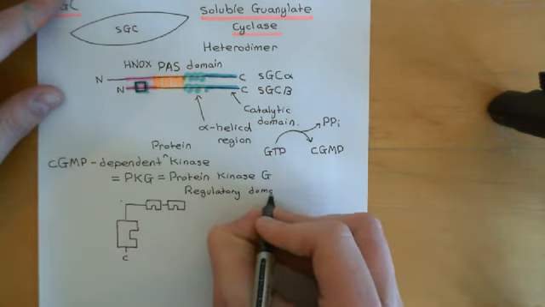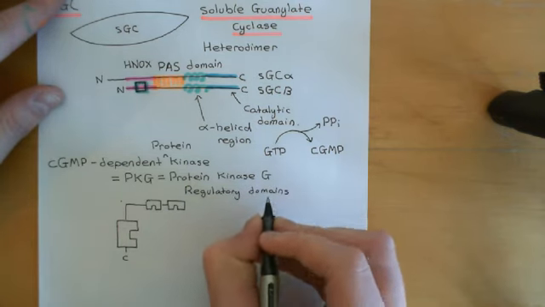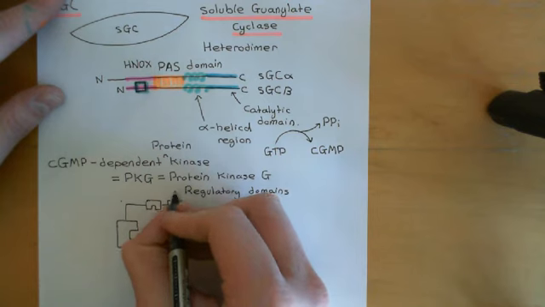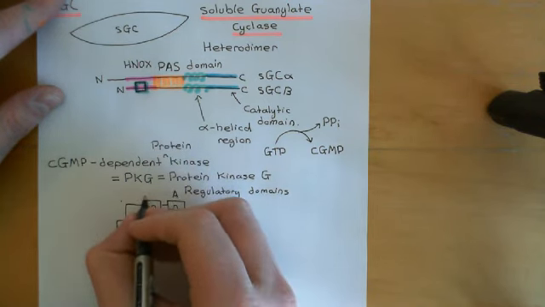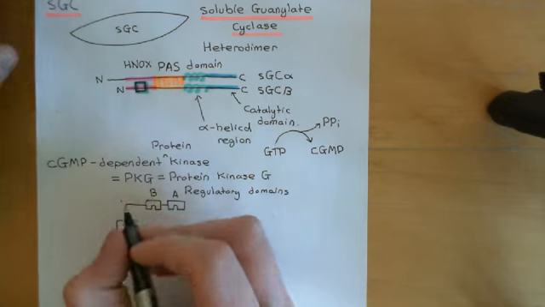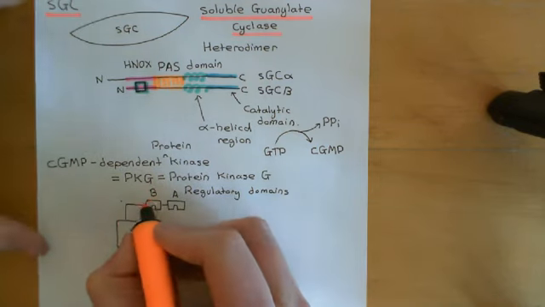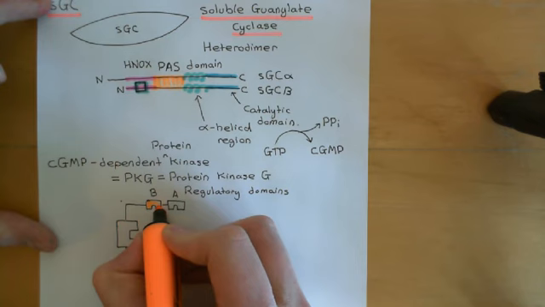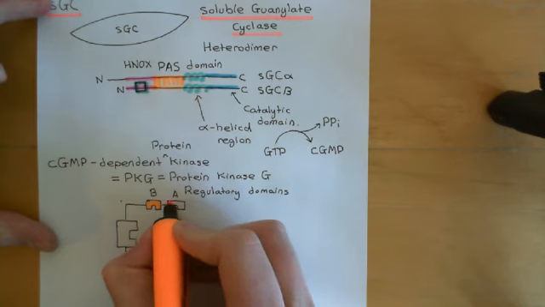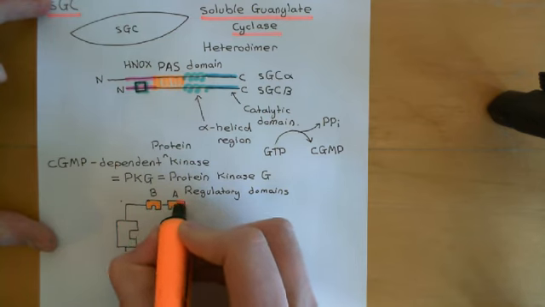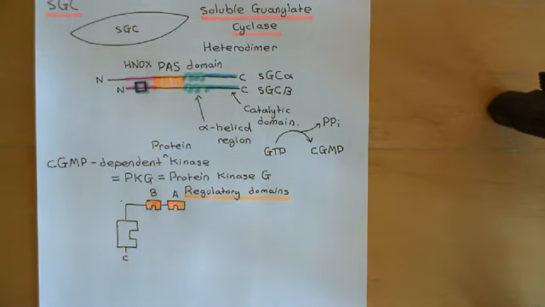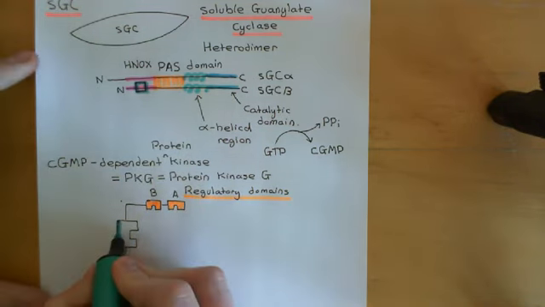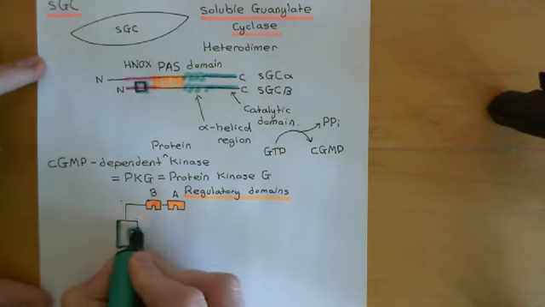Okay, and the first regulatory domain is known as regulatory domain A, and remember the first one is the one that's closer to the amino terminus, which is this one here. And then the second one is known as regulatory domain B, which is the one closer to the C terminus, and I'll colour both of them in orange here. Okay, so there are both of the regulatory domains. Then we've also got the catalytic domain down here in turquoise.